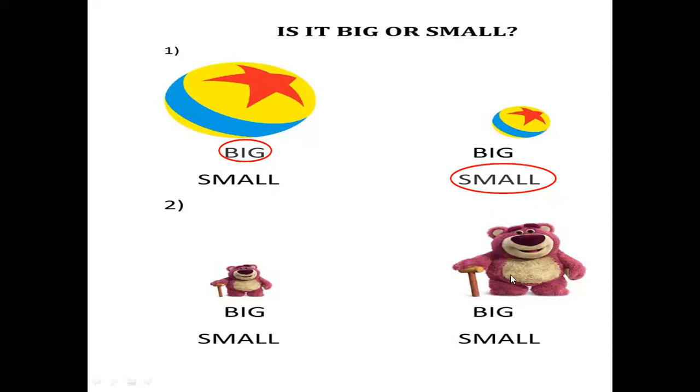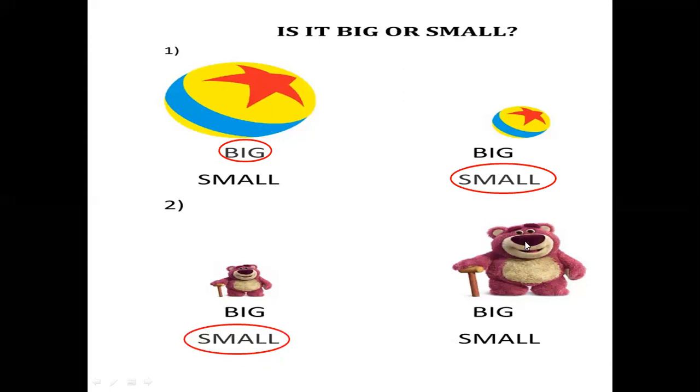Now again, there are two teddy bears that are same. Okay, same in color, but they are different in size. One is big and the other one is small. So look at this. This one is big or small? This one is small. So choose the small one. Okay, this one is small.